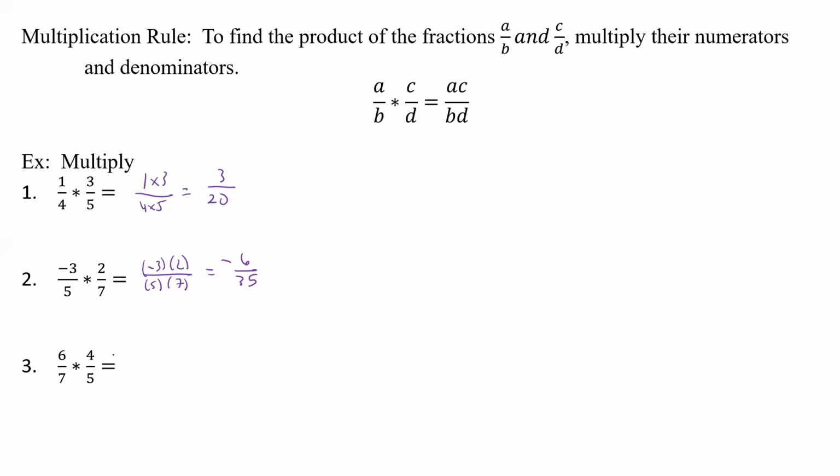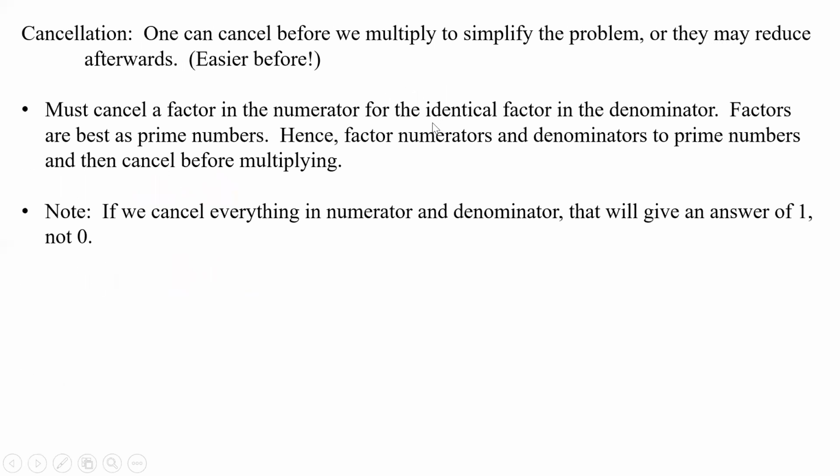Now, here we have 6 times 4 and 7 times 5. So 6 times 4, that's going to give us 24. 7 times 5 is, again, 35. Okay? So that would be our final form of that one as well. Okay, moving on to the next one.